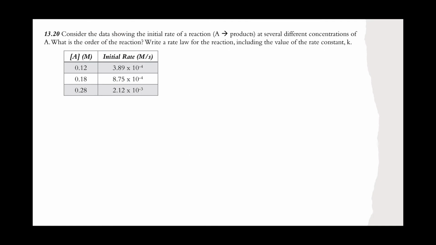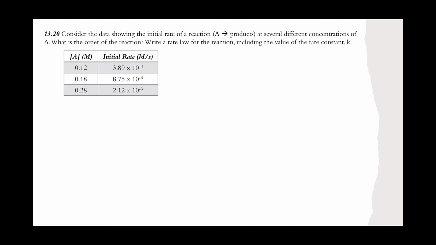The first one we'll look at is from chapter 13. It's question 20. It's saying, consider the data showing the initial rate of a reaction at several different concentrations of A. And then it is asking for us to determine the order of the reaction, then write a rate law for the reaction, including the value of the rate constant K.